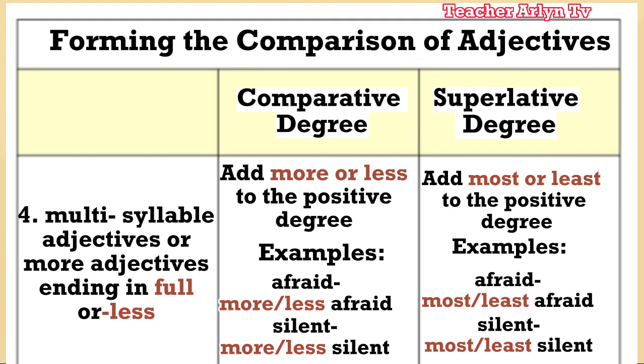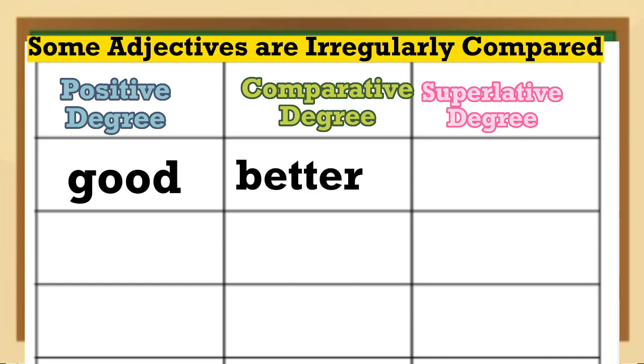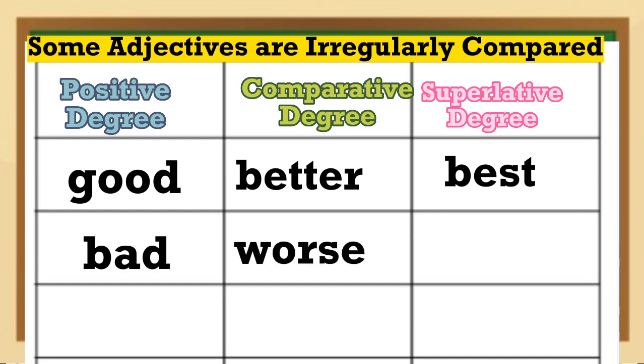There are some adjectives that are irregularly compared. Examples: in positive degree, the word good. In comparative degree, better. In superlative degree, it's best. Good, better, best. Next example, the word bad. In comparative degree, it's worse. In superlative degree, becomes worst.